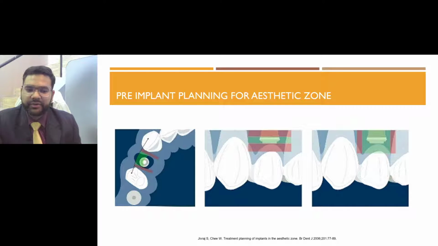Buccolingually, the implant should be positioned 2 millimeters palatal to the imaginary line joining the outer curvatures of the tooth. So this is the line. The external surface of the implant should be a minimum of 2 millimeters palatal to this line. Then we see the apicocoronal distance should be at least 3 millimeters from the free gingival margin. And mesiodistally, the implant should be 1.5 mm away from the adjacent tooth, and 3 millimeters distance should be there in case of two implants placed together.